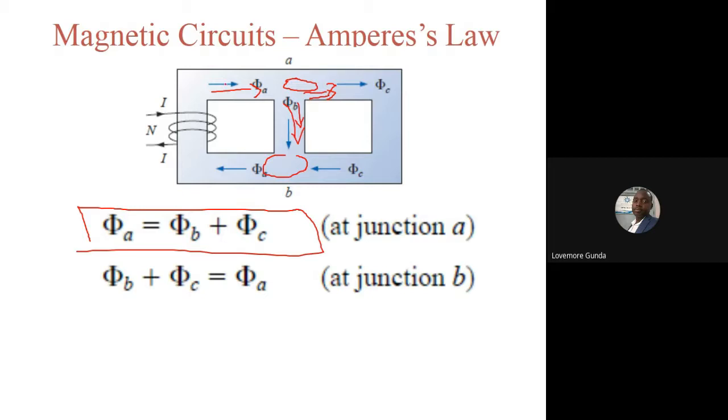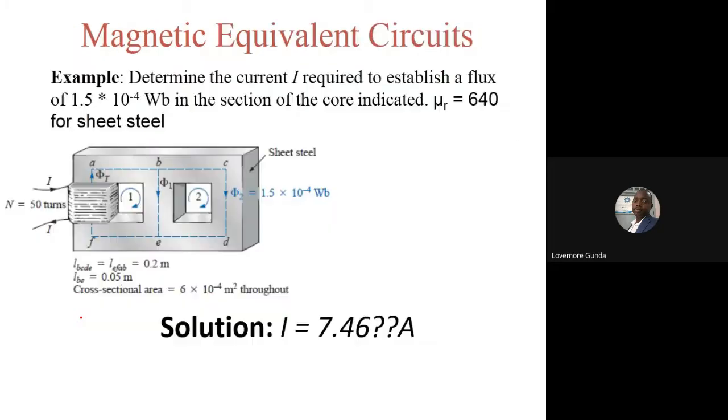All you have to do is be able to calculate the fluxes, then use your current divider rule for electric circuits to also divide between the fluxes. Right. For example, determine the current I required to establish a flux of 1.5 times 10 to the minus 4 webers in the section of the core indicated; mu R is 640 for steel. Right. So this will be your solution. And I'm sure this example is in Boylestad. You can look for it in Boylestad, I'm sure you will find it there.